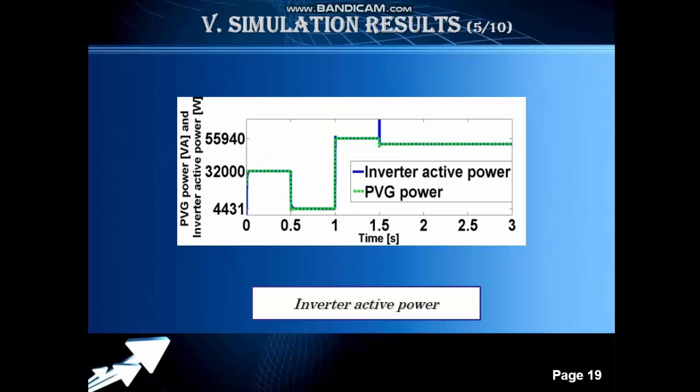This figure shows that the active power delivered by the inverter is maximized, so the inverter active power tracks the PVG power with a very good precision and fast response time.